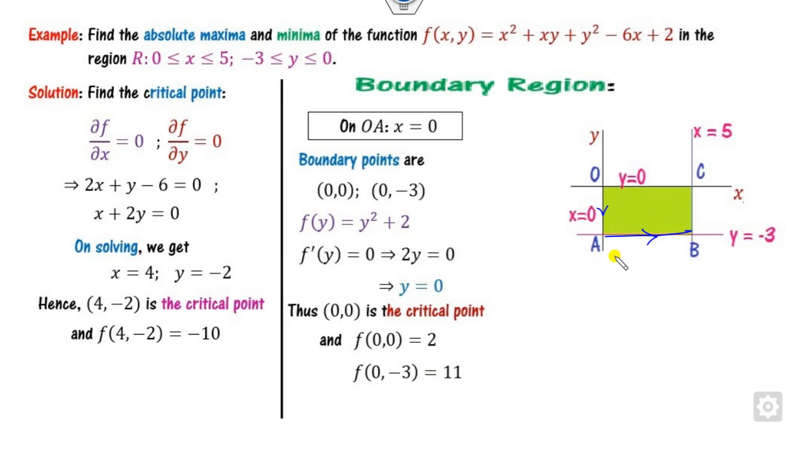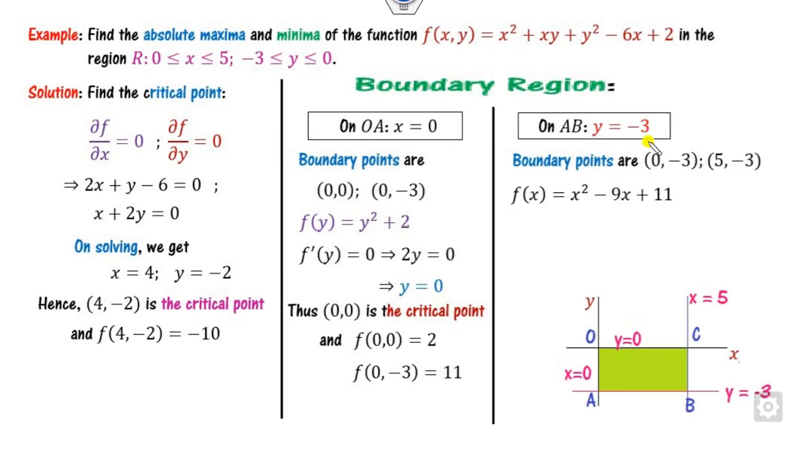On the line AB, what is that? This line is given to you, y is minus 3. So on the line AB, y is minus 3. What are the coordinates? This is 0 comma minus 3. What is the coordinate of B? This is 5 comma minus 3.